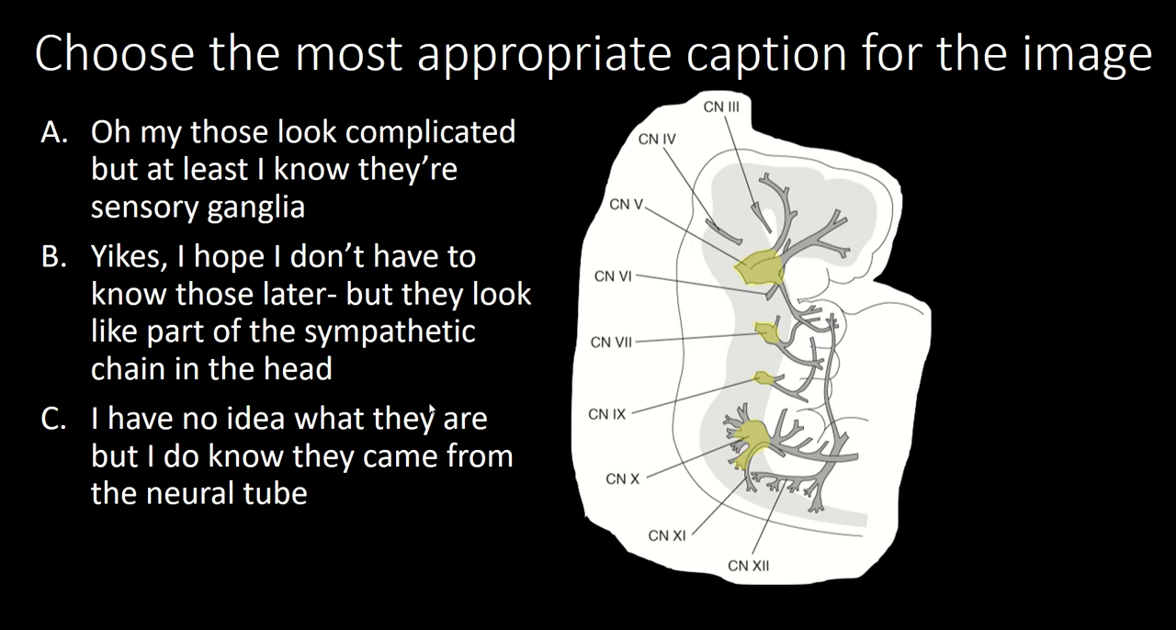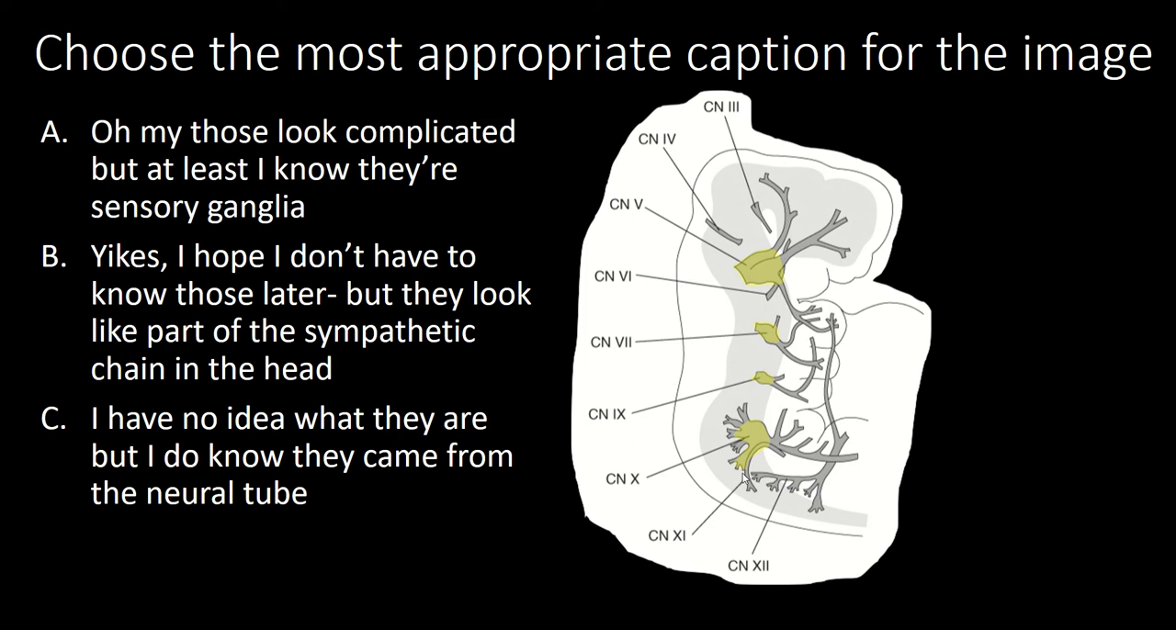The second question is, yikes, I hope I don't have to know these later, but they look part of the sympathetic chain. So the sympathetic chain contributes to some cranial nerves, and in the head and neck it also travels along blood vessels, and really doesn't contribute to a whole lot of cranial nerves itself, but it jumps aboard one of the branches of cranial nerve 7. So it gets a little complicated, but you don't have to know any of that right now. But these are definitely not ganglia of the sympathetic chain.